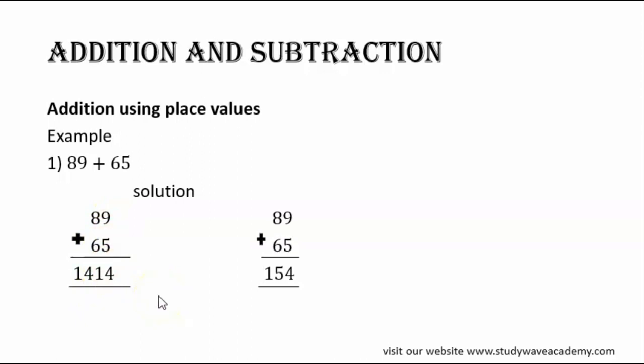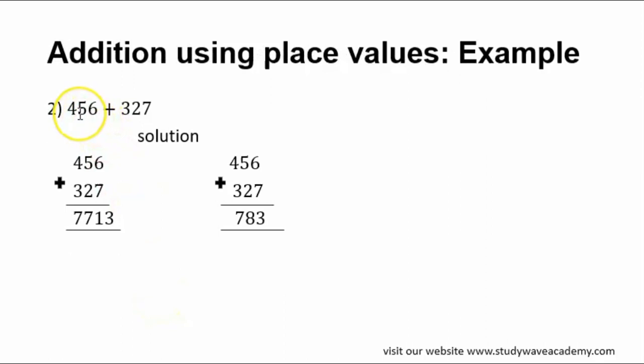Let's go over to another example to help us understand better. We have here 3-digit numbers. We have 456 plus 327. Remember, we are placing them according to their values. Ones in ones, tens in tens, hundreds in hundreds, right? So we have 456 plus 327. So 6 plus 7 is going to give us 13.